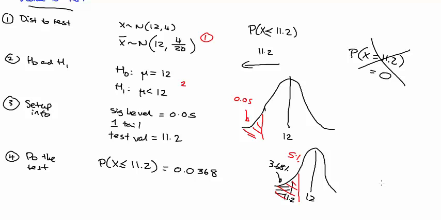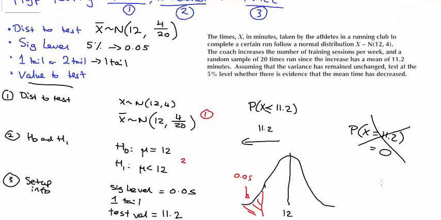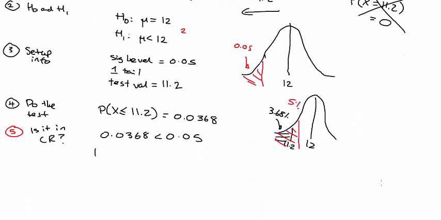it does, okay? So what you need to say now, number 5, I'll leave it in red, is it in the critical region? So just write 0.0368 is less than 0.05. That always is talking about your significance level, the one which you've actually picked in the question, and just say it's in the critical region.